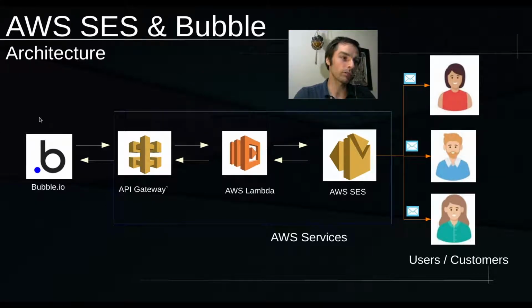We're going to trigger workflows through Bubble. These can be things like user signups, or invoicing users, or somebody uploads a file to the database, stuff like that. And from there, we're going to call an API that's connected to a Lambda function in AWS. And from there, we're going to call the SES service and send mails to the end users.